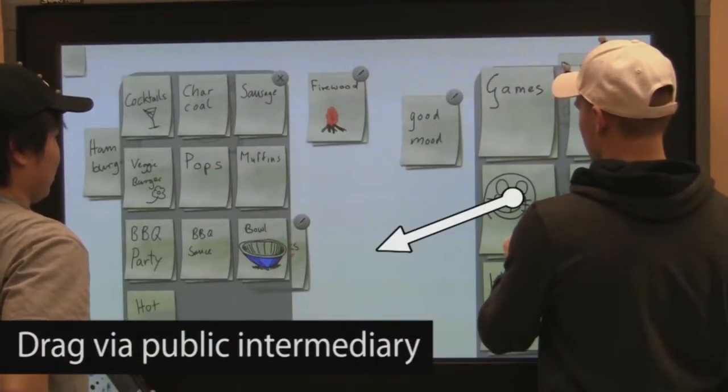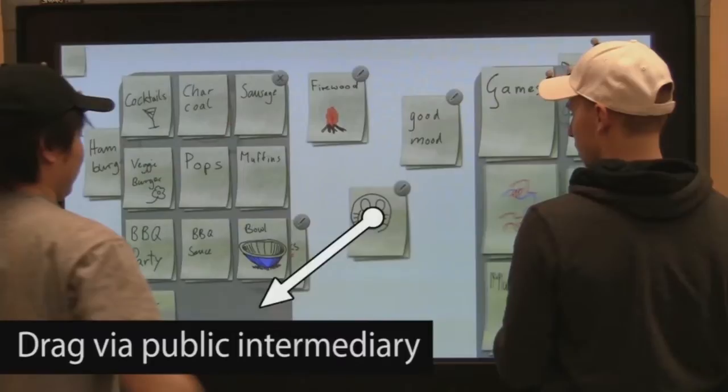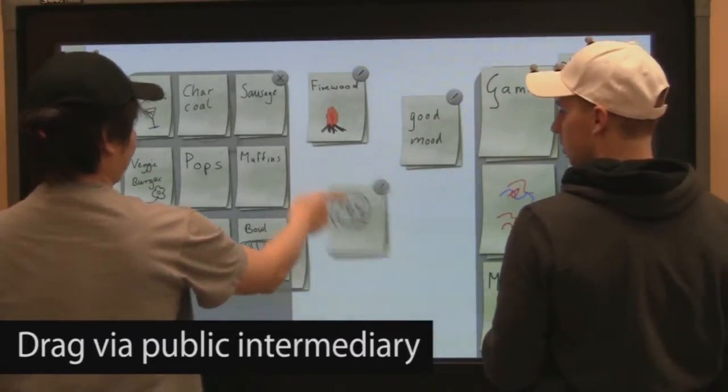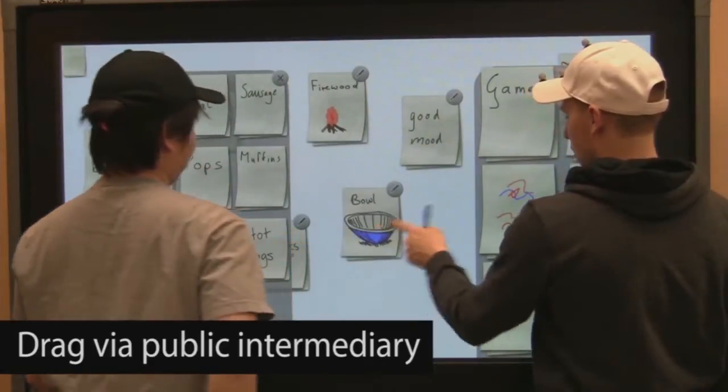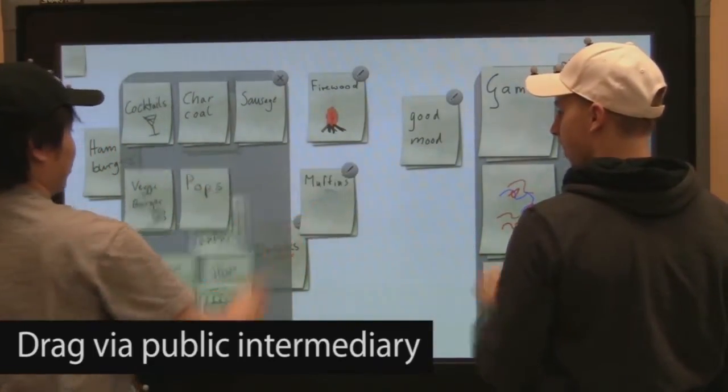Here's another example where those rectangles show a person's content on their personal device, and here they're dragging it onto the public display, which serves as the intermediary, and the other person accepts it by dragging it into their own display.